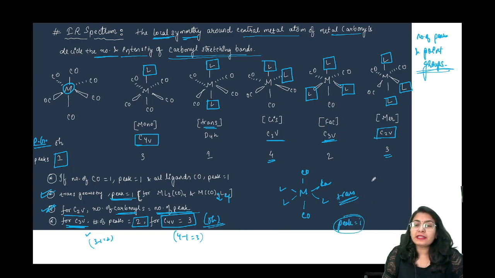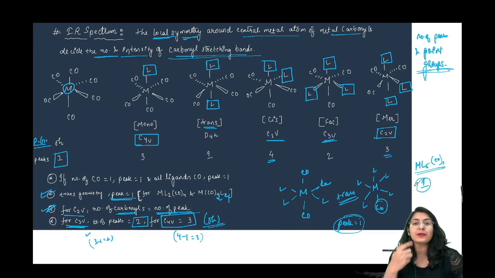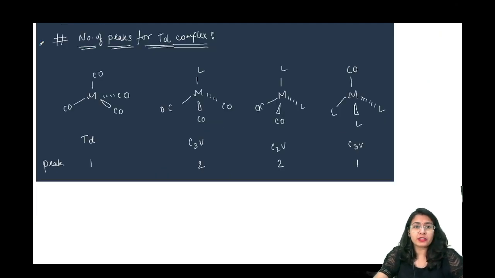All right. And the last possibility, when most of the ligands are not carbonyl and only one carbonyl is left, it is like MLโ‚…CO. When it is like this, the number of peaks is going to be 1 only, because only one carbonyl is left, right? So this is a short trick by which you can remember the number of peaks of carbonyl in the IR spectrum of metal carbonyl. It is very important, and it has been asked in your examination for different geometries. Okay, so this octahedral is done.